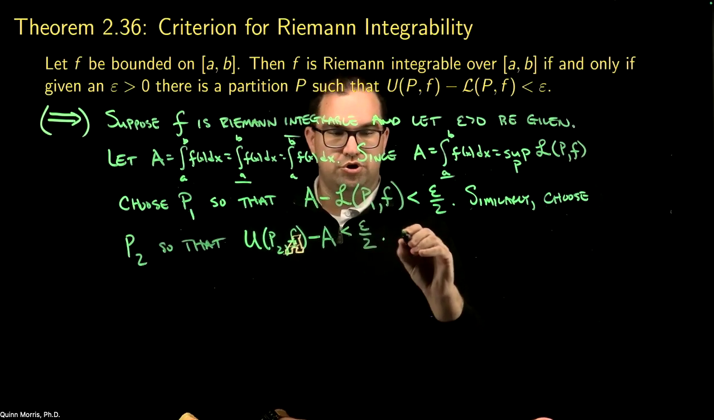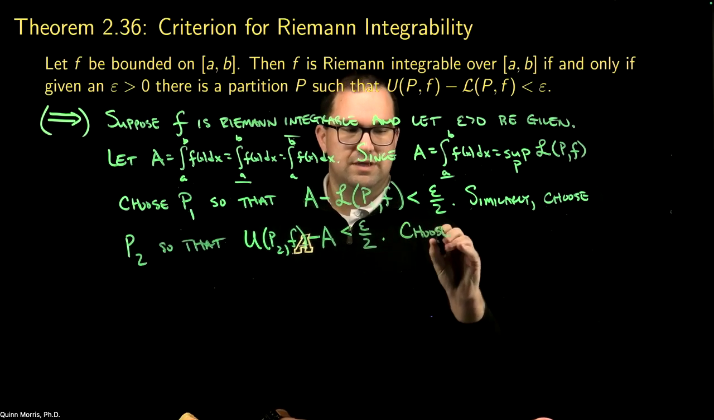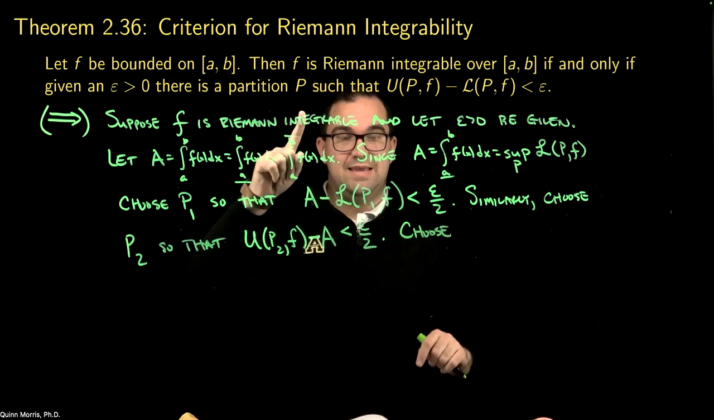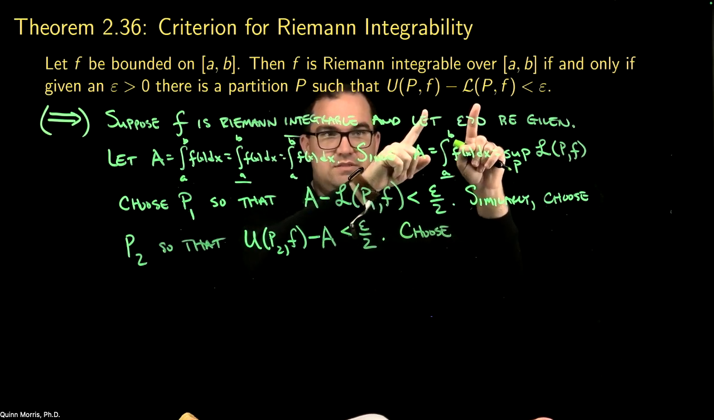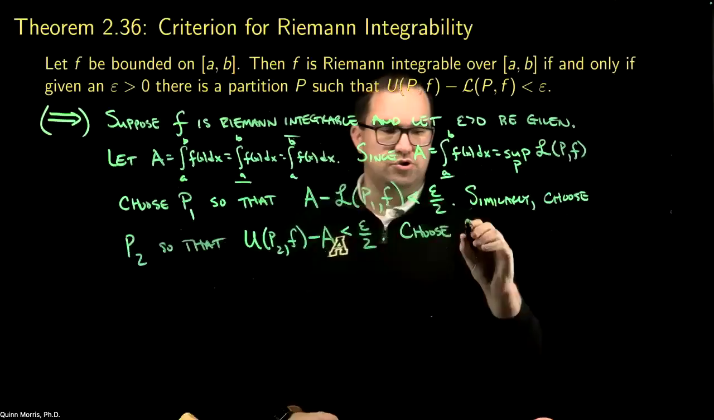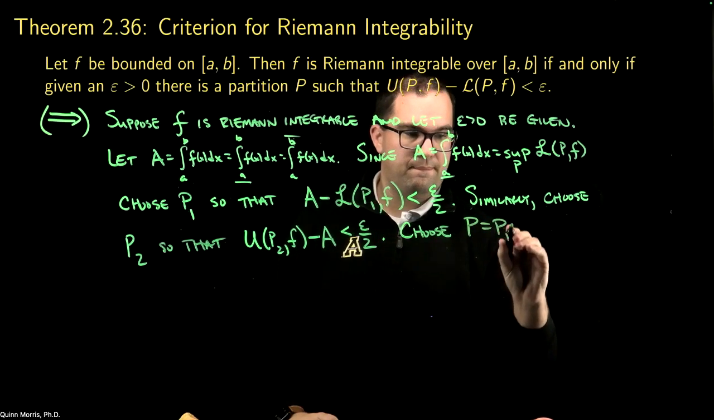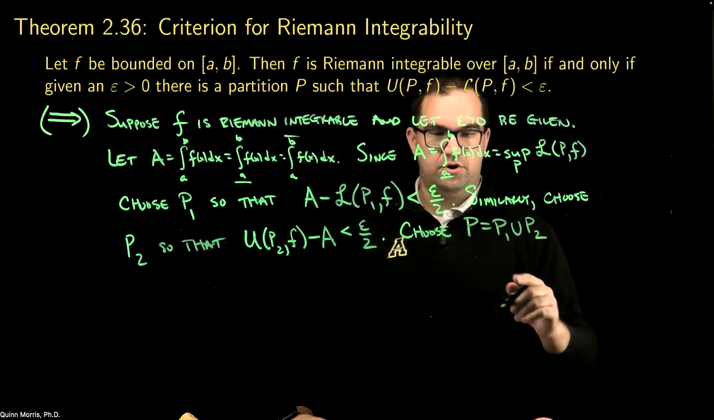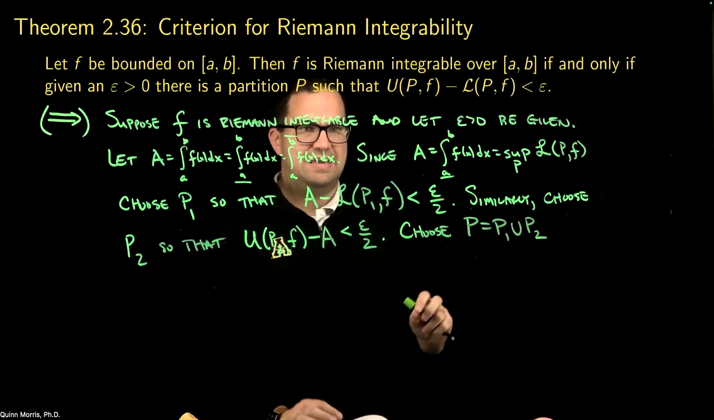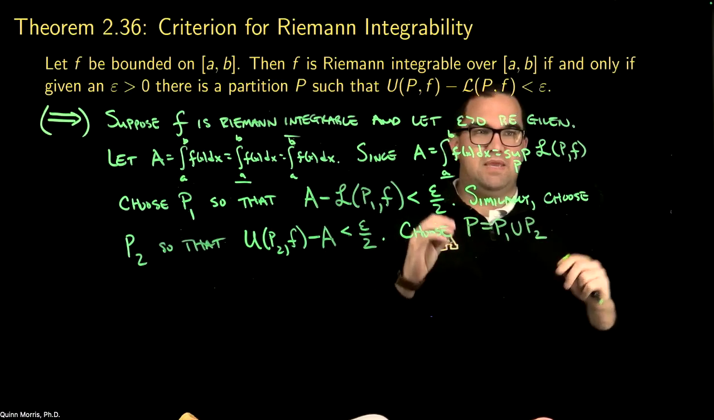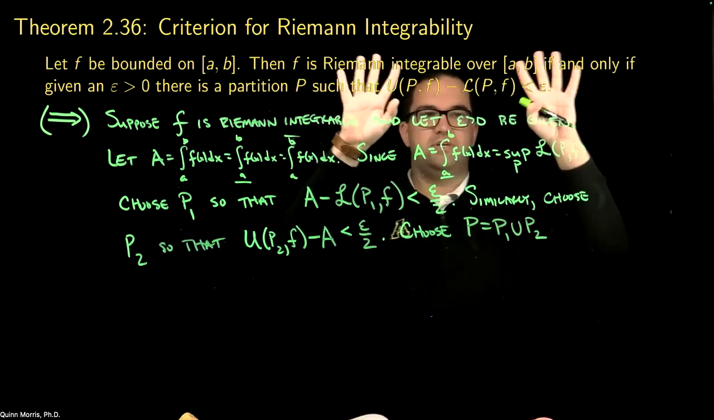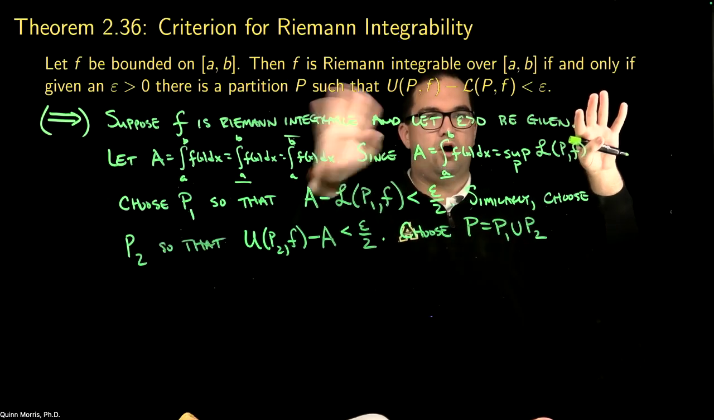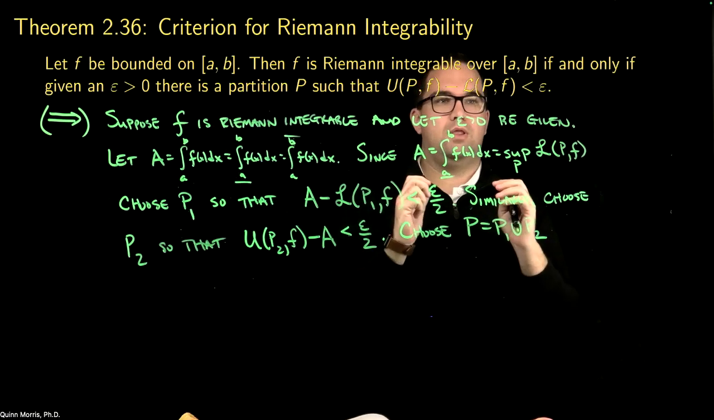So now I'm going to choose, notice I've been very careful to call these P1 and P2. My goal is to find a partition P such that this difference is less than epsilon. So I'm going to now choose P to be equal to the union of P1 and P2. Said another way, P is the common refinement of P1 and P2. I've taken these two different partitions, and I'm now going to create a new partition by taking all the points that were in the first partition and all the points in the second partition and throwing them all in together.